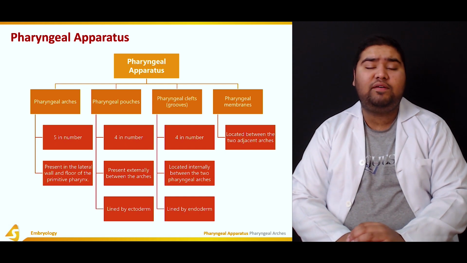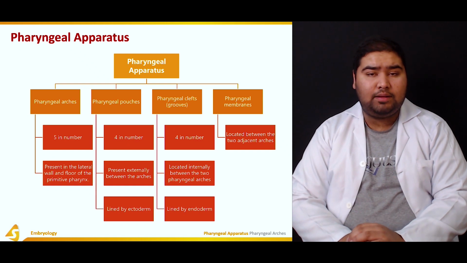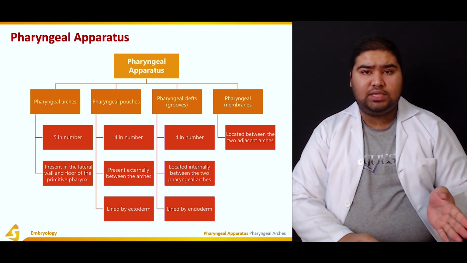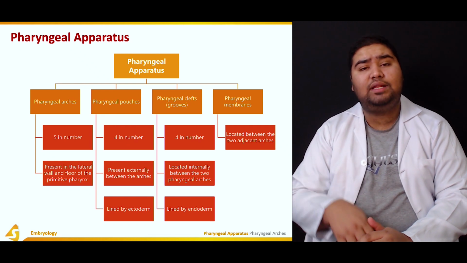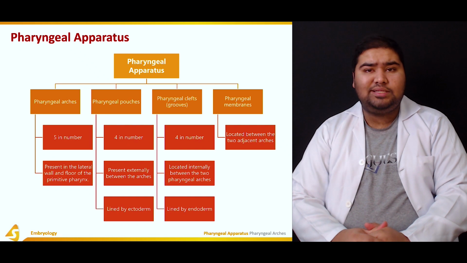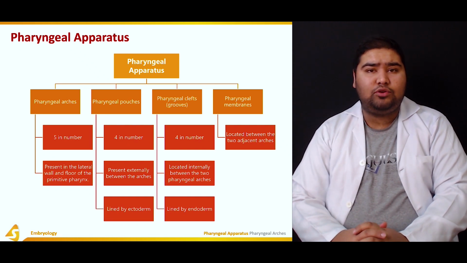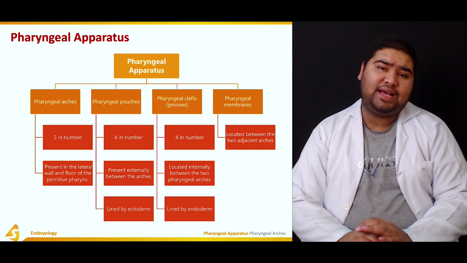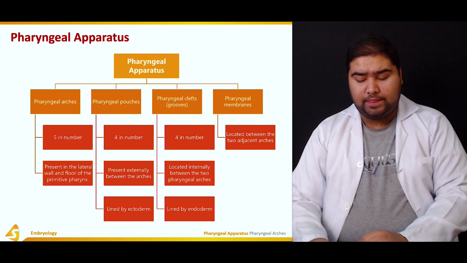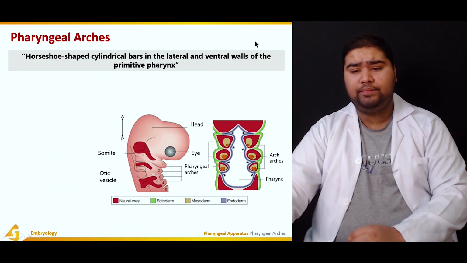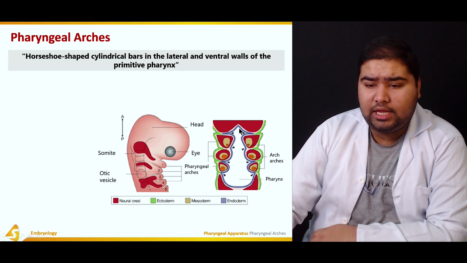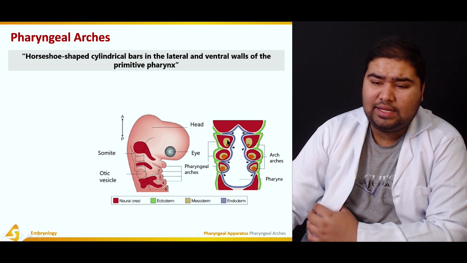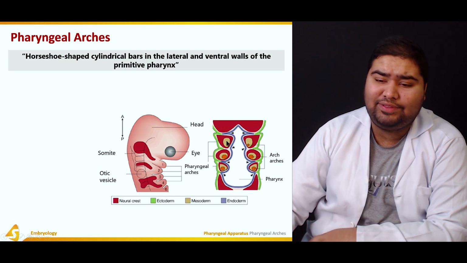The pharyngeal apparatus consists of pharyngeal arches, which are 5 in number. Then we have pharyngeal pouches, which lie to the outside of the arches. These are 4 in number and lined by ectoderm. Then we have pharyngeal clefts, which lie inward of the pharyngeal arches. These are 4 in number as well and lined by endoderm. And finally, we have the pharyngeal membrane, which lies between the two pharyngeal arches. Here in the figure, you can see in green the ectoderm, in blue the endoderm, in red the neural crest cells, and in the green and yellow color, the mesoderm.